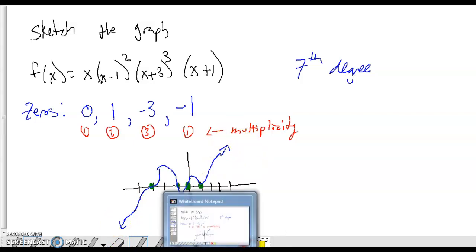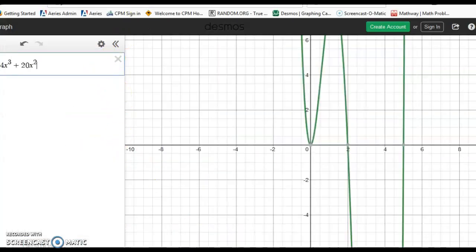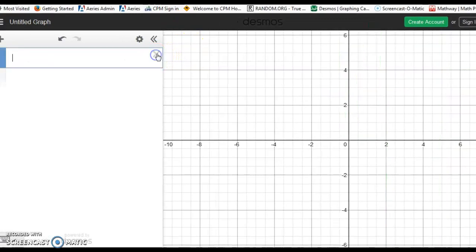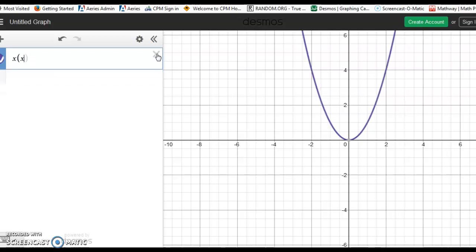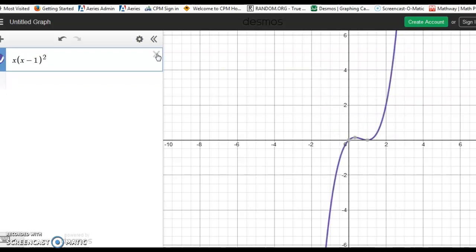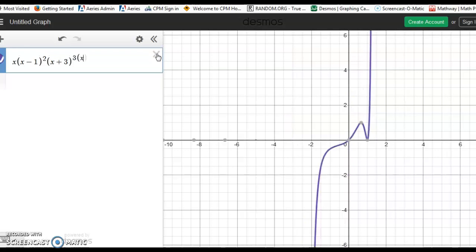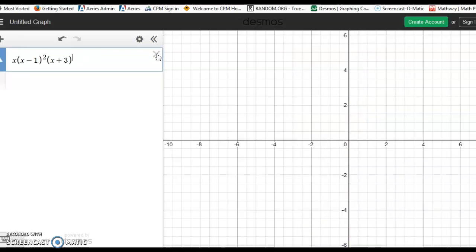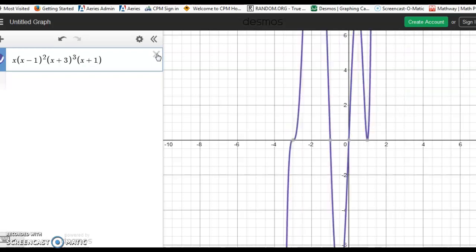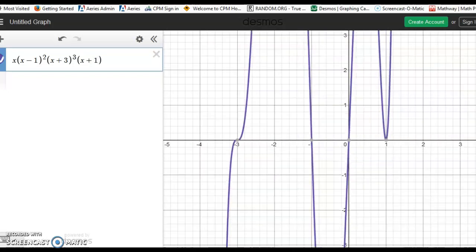Right? So if I looked at this graph on Desmos, so let's take this one away. So x, and then (x minus 1) squared, (x plus 3) cubed, and then (x plus 1). Okay, so again, we can see the cubic. So I'm going to zoom in. So we can see that cubic through the -3, which is what we had.